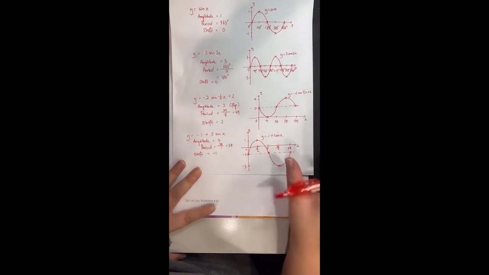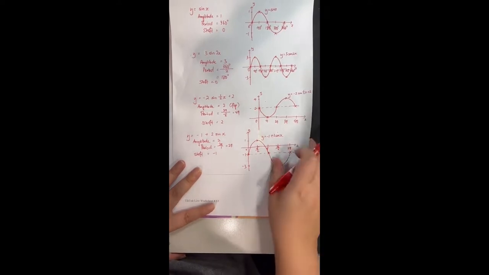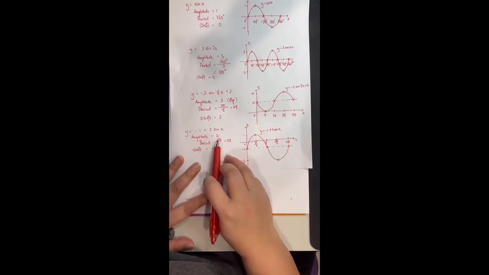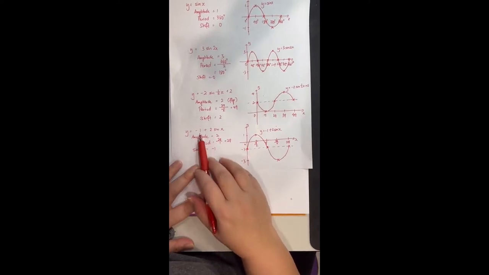Yes, definitely. You must know the sine, cosine, and tangent graph shape. Okay, so now, see here, amplitude 2. Period 2 pi. Shift this time around is -1.